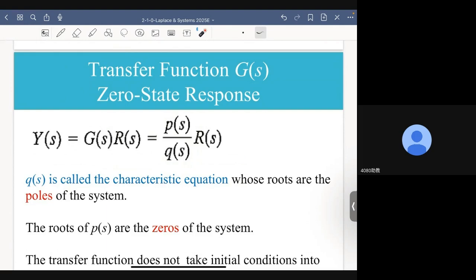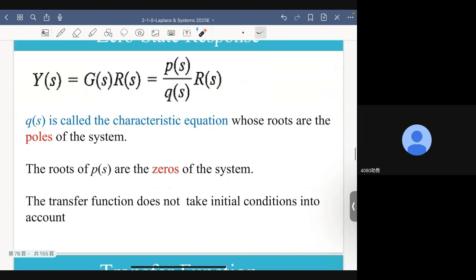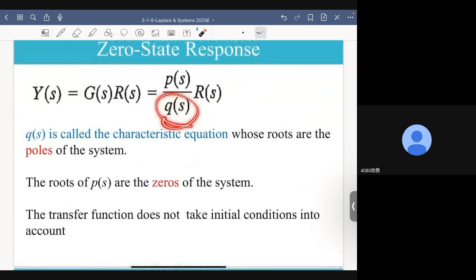Okay, now the roots of the characteristic equation are what we call poles. In the course of engineering mathematics, the roots of the characteristic equation are called eigenvalues. Same thing, different terms. Okay. Q of x is a polynomial, therefore it has roots, and its roots are called poles.